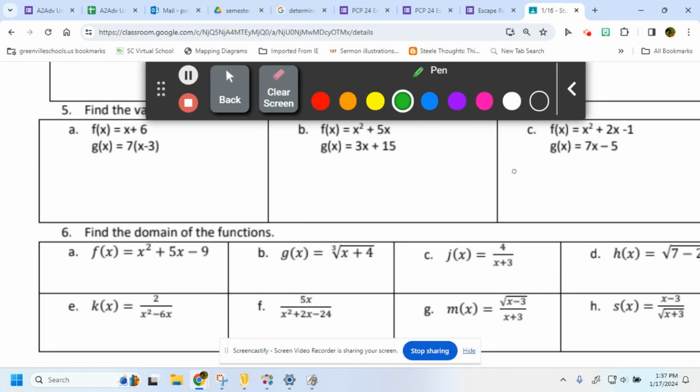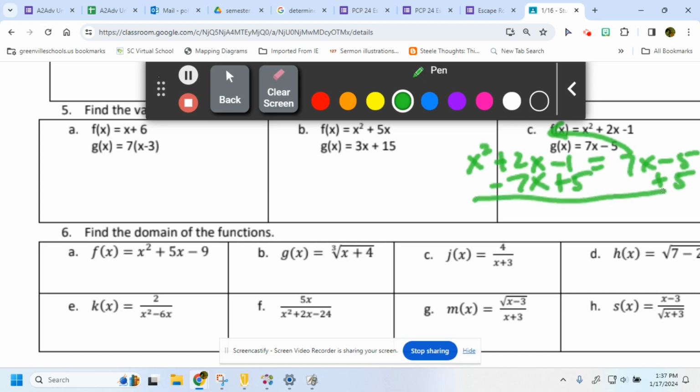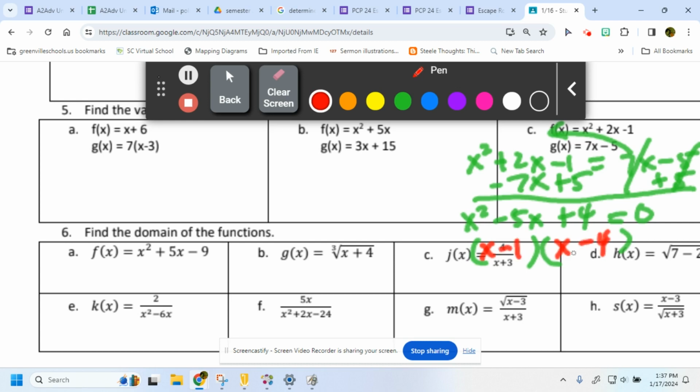Letter C, again, set them equal to each other. x squared plus 2x minus 1 is equal to 7x minus 5. I'm going to move the 7x to the left by subtracting 7x here. I'm going to add 5 here. I'm going to add 5 there. This will make it 0 now. And this will become x squared minus 5x plus 4. What two numbers, when you multiply them, give you 4, and when you add them, give you negative 5? It's negative 1, negative 4. Then set them equal to 0 again. x minus 1 equals 0. x minus 4 equals 0. So therefore, x equal to 1, x equal to 4.